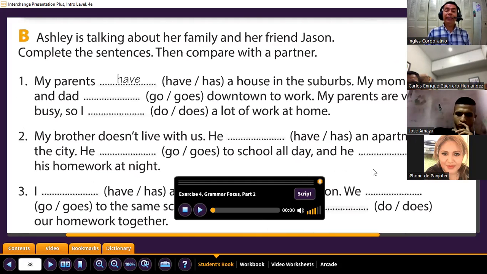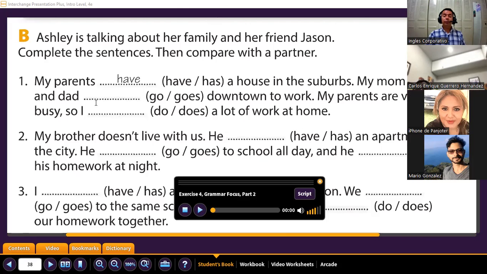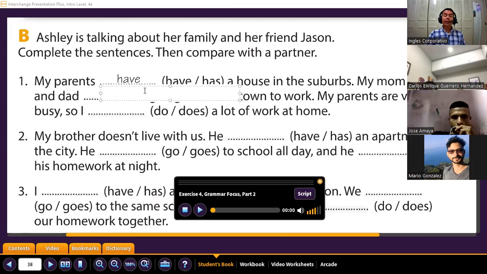Good. Remember is have, do, and go. My parents have a house in the suburbs. My mom and dad go or goes? Go. Goes. Go. My mom and my dad go. Why go?